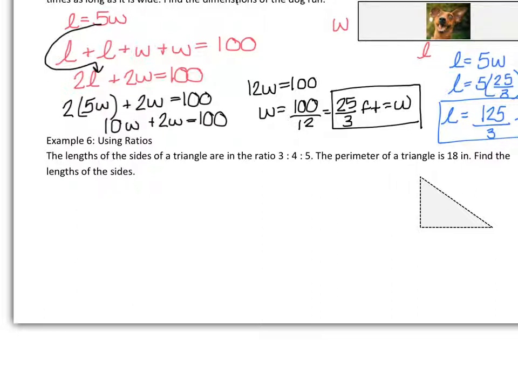So which one is the shortest side, it looks like? Definitely the left side. The up and down one? Okay, so we're going to call that the 3. But remember, it's not necessarily 3. It's 3 times some factor, and we're going to call that x. And then the next side, the 4, is the bottom, so that'll be 4x. The hypotenuse is 5x.